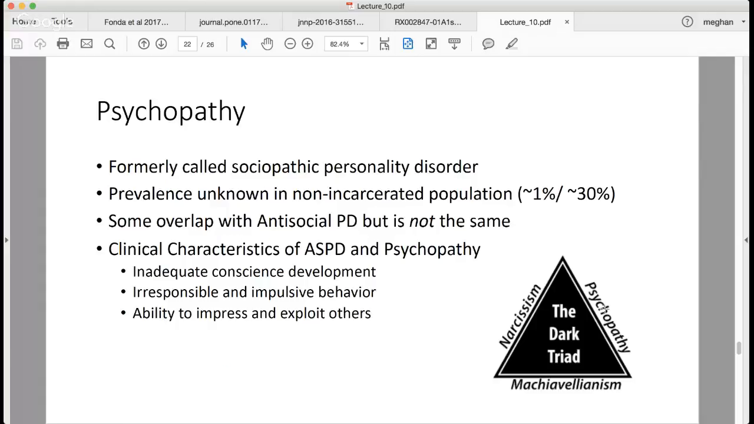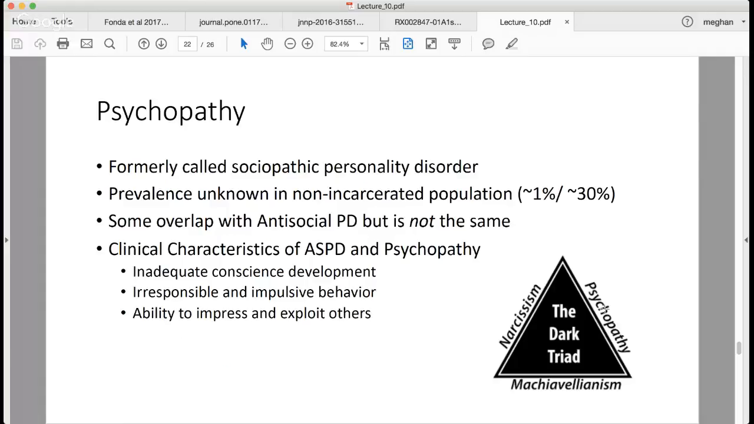Psychopathy was formerly called sociopathic personality disorder. So you might hear people referring to psychopathy as sociopathy, or psychopaths as sociopaths. Sociopath is kind of an outdated term. Now in clinical research, we use the term psychopathy.